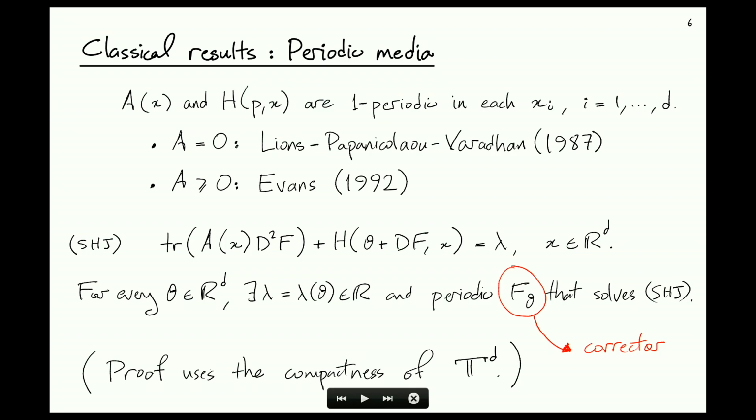What's done is this: this is a static version of the Hamilton-Jacobi equation where there is no longer a time derivative. You see, it's replaced by a constant. The rest is the same, except I also squeezed in a vector theta here. And here's an assertion: for every theta, there is a constant lambda that depends on that theta, and a periodic solution to the static Hamilton-Jacobi equation. You first prove this assertion, and it's proved using the compactness of the torus.